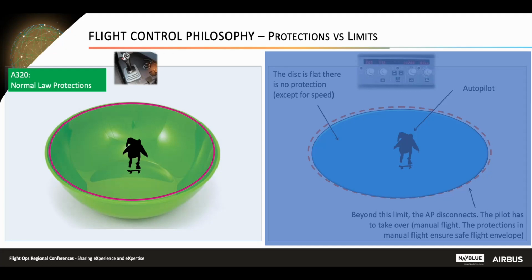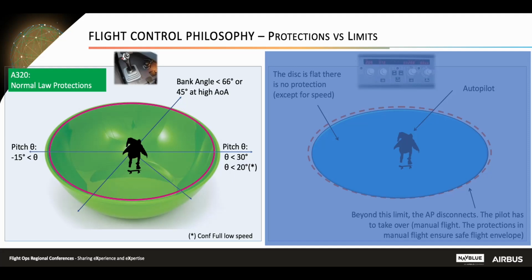For an Airbus A320, we can review the level of activation of the flight control protections in further detail. In pitch, the aircraft cannot go beyond minus 15 degrees and plus 30 degrees, 20 degrees if in full low speed. In bank, the limitation is 66 degrees, 45 degrees in case of high angle of attack. For high speed, it's limited to VMO plus 6 or MMO plus 0.01. And for angle of attack, it's limited by alpha max.